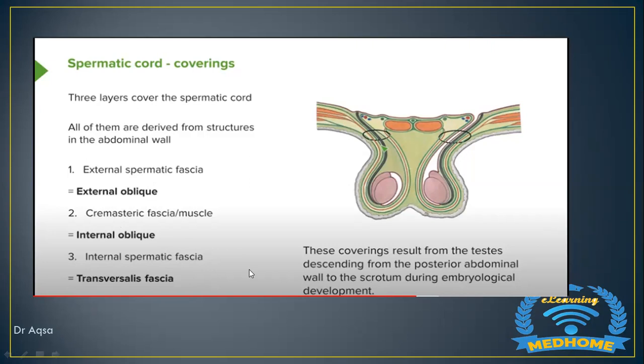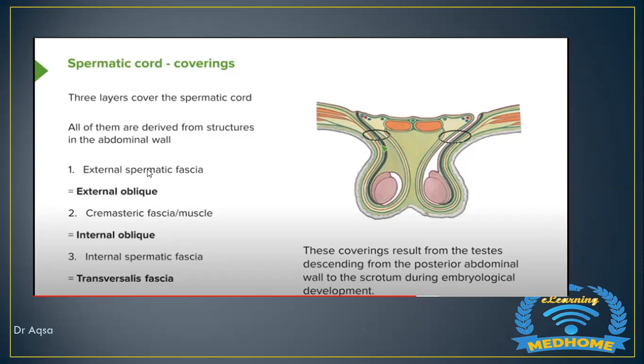Now, what is the importance of these 3 layers? These coverings result from the testes descending from the posterior abdominal wall to the scrotum during embryological development. So these are the 3 layers that the testes push through on their way down into the scrotum during embryological life, when the baby is in the fetal period. So we have 3 layers for the spermatic cord.